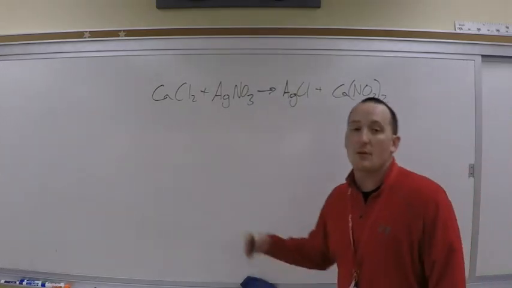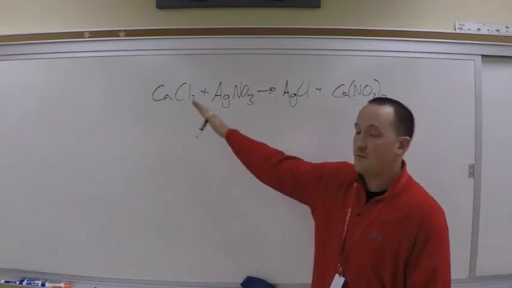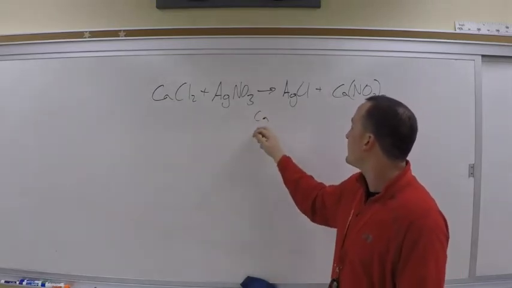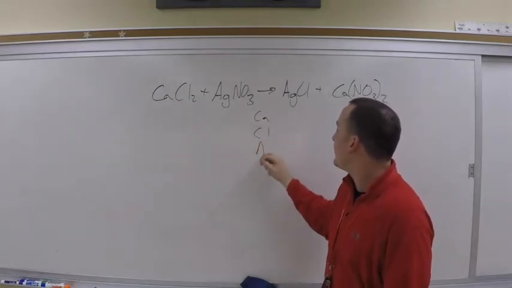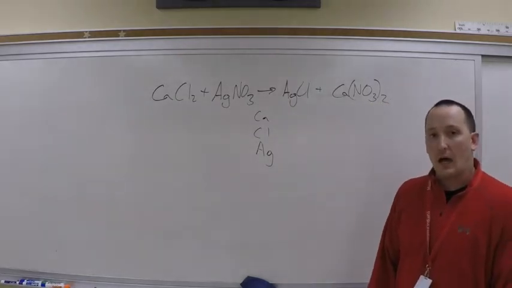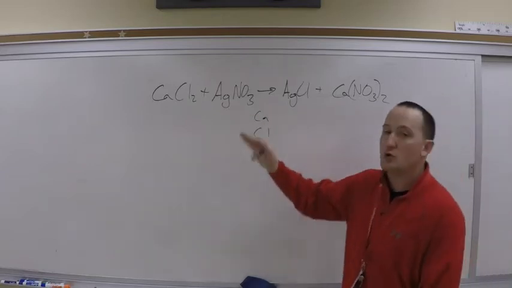So, in order to balance this equation, what I want you to notice is that we have calciums in it. So I've got some calcium, I've got some chlorine, I've got some silver. Whenever you see a polyatomic ion, what I want you to do is treat it as a unit.